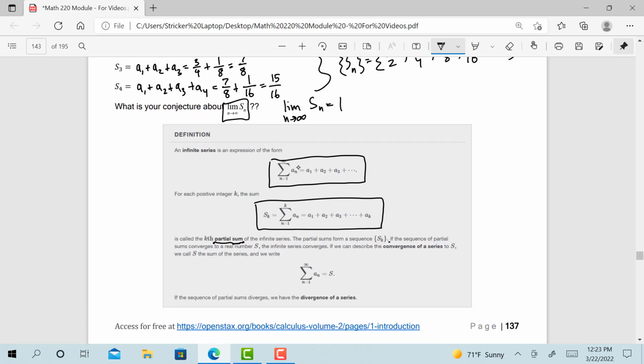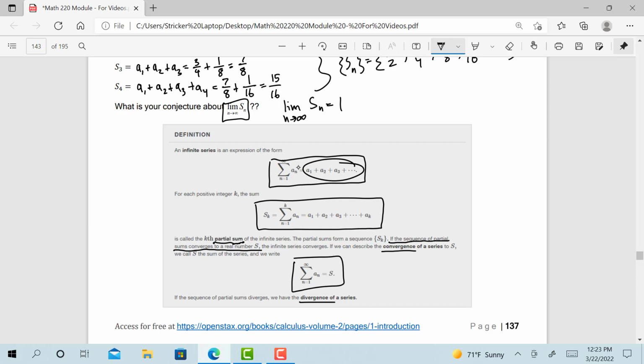Okay? Now, what does it say? If the sequence of the partial sums converges to a real number s, then the infinite series converges. If we can describe the convergence of s, we call s the sum of the series, and we write that the sum of that series is equal to s, and in that case we say that, again, it converges. If the infinite number of terms does not add up to, does not converge towards, some finite value, if it just keeps getting larger and larger and larger, then we say it diverges. So basically, again, what we're saying is, I'm going to recap this.